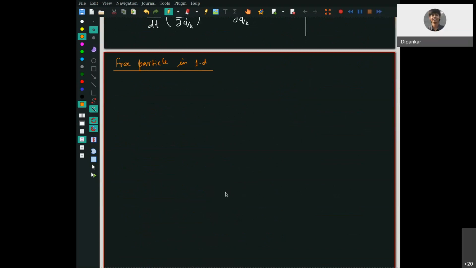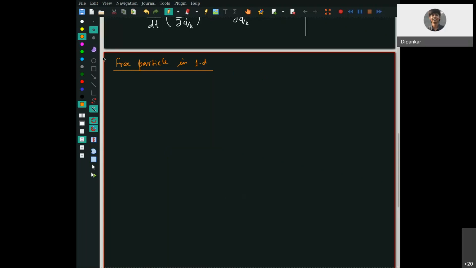So now we will use our intuition from Newton's law. How does a free particle in one dimension behave? It maintains constant velocity. Now, how would its trajectory look in x space?